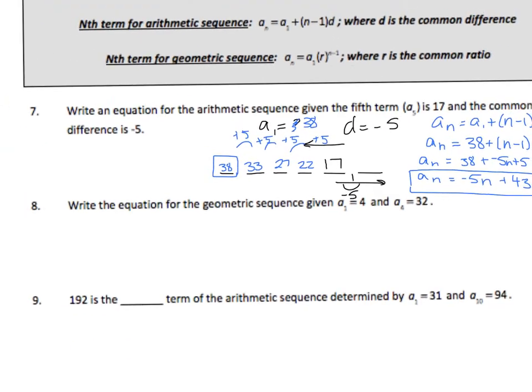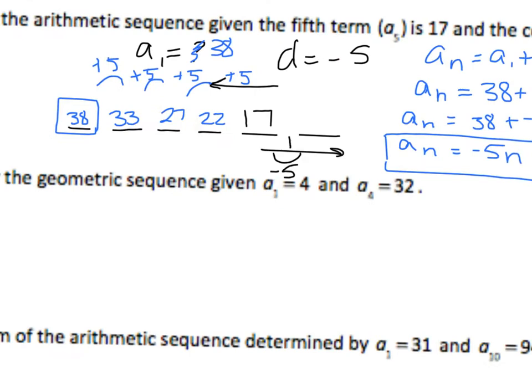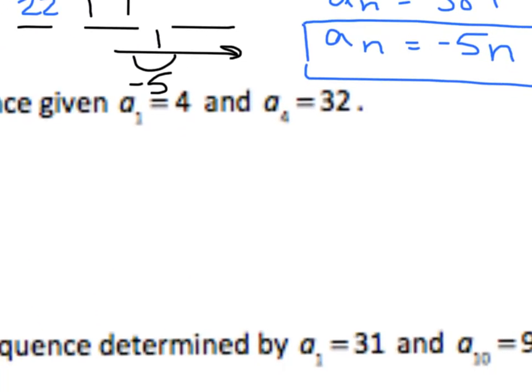Okay, next one, we've got to write the equation for the geometric sequence given that a sub 1 is 4 and a sub 4 is 32. Okay, so I'm going to look at 4. I don't know the second, I don't know the third, but I know the fourth. So I want to figure out how to get the common ratio, first of all. So I've got to cover 2 blanks.